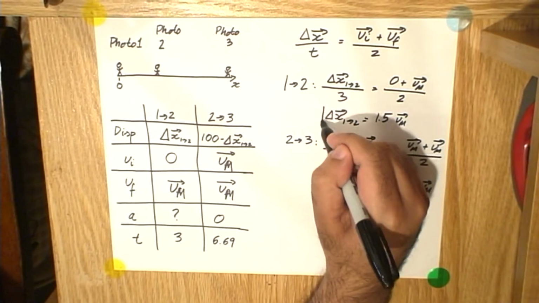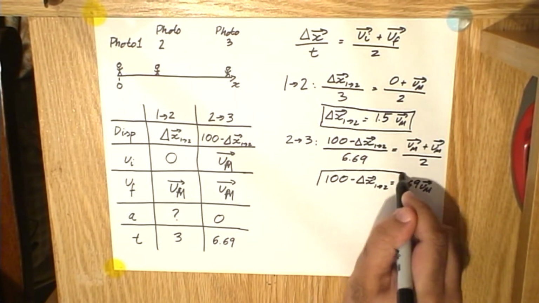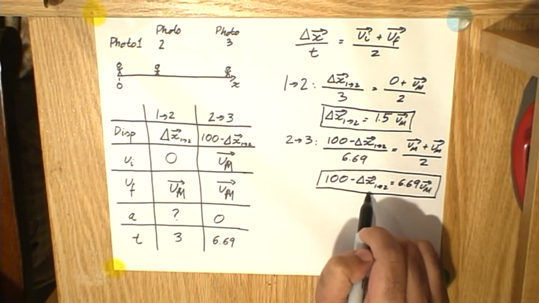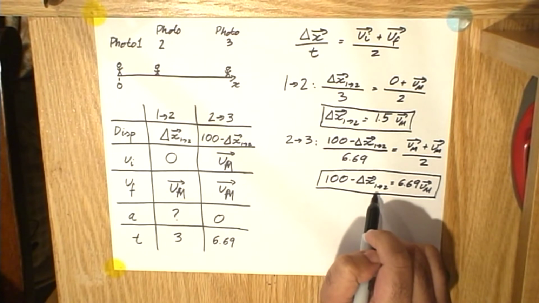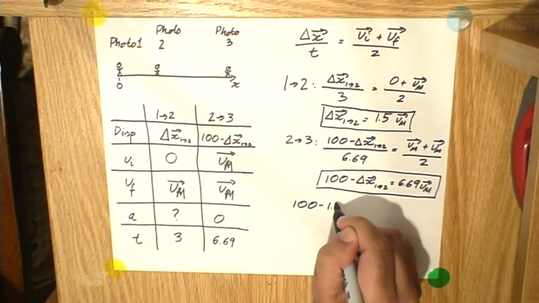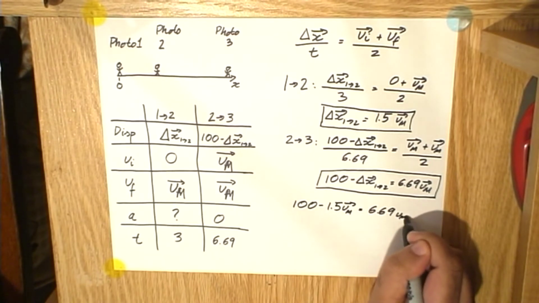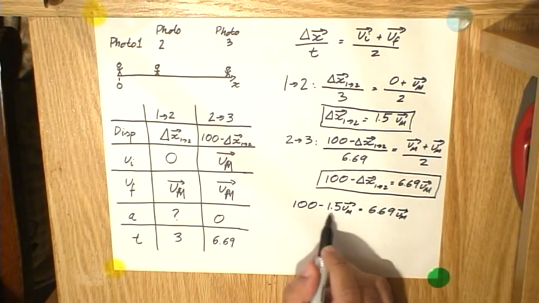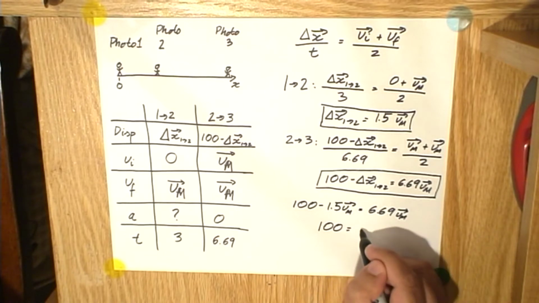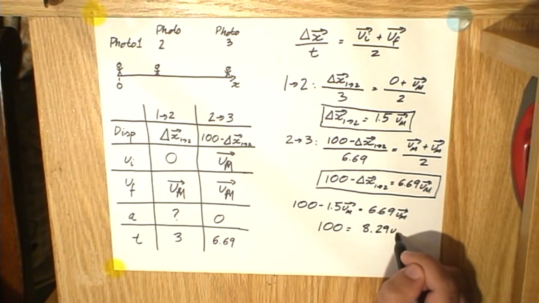Okay. So let's now take this equation over here and this equation over here, and let us combine them for delta x 1 to 2. That's going to give me 100 minus 1.5 Vmax is equal to 6.69 Vmax. Add 1.5 Vmax to both sides. That's going to give us 100 is equal to 8.29 Vmax.